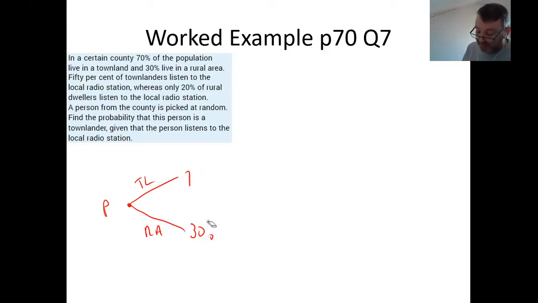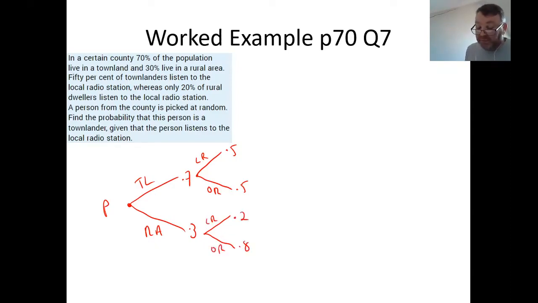So I'm just going to do that here. I'm going to turn them into their proper mathematical form. So that's 0.7 and this one here is 0.3. Okay, what about them? 50% of the townlanders, so we're up here, so they're further broken down into 0.5. So 50% of the townlanders listen to the local radio. So that means the other half must be listening to some other radio station. Okay, whereas down on the rural side, what are we told? Only 20% of rural dwellers listen to the local radio. So 0.2 and then 0.8 listen to the other radio.